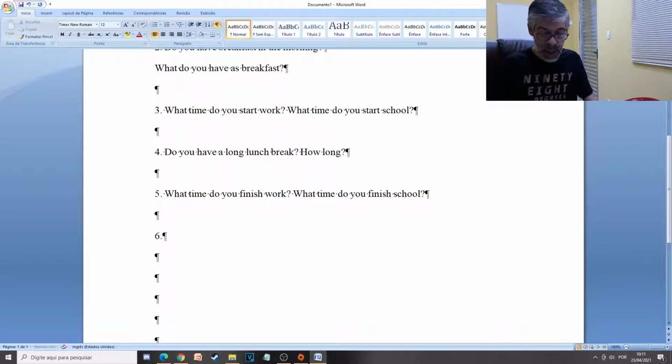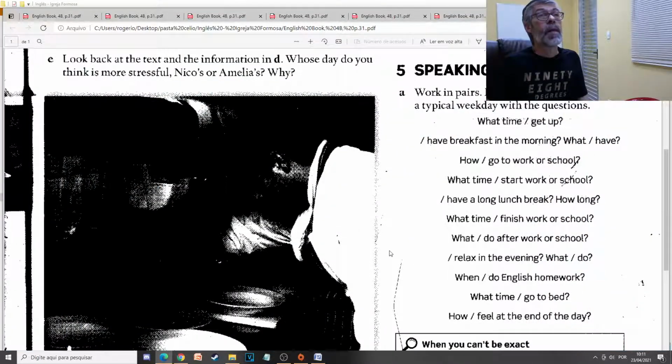Let's go to the next sentence now. What do you do after work or school? This "do" isn't the auxiliary one, yes? It's the base verb in the sentence. Then, in this kind of sentence with "do", we have "do" twice, okay?